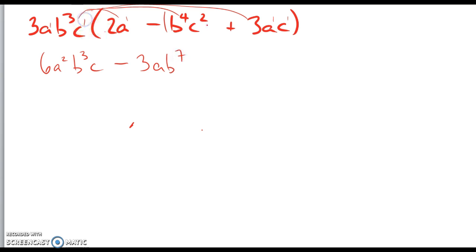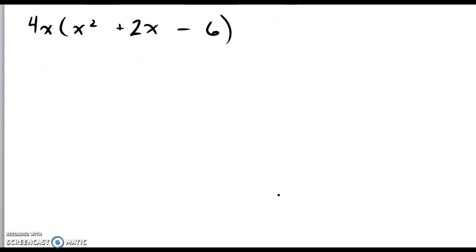C to the 1 times c to the squared is c to the third, plus 3, and the 3 is 9. A to the 1 times a to the 1 is a squared. B to the third, c squared. Can we combine these? No, because they're not like terms, so we're done with that one. So we're going to move on to the next one.